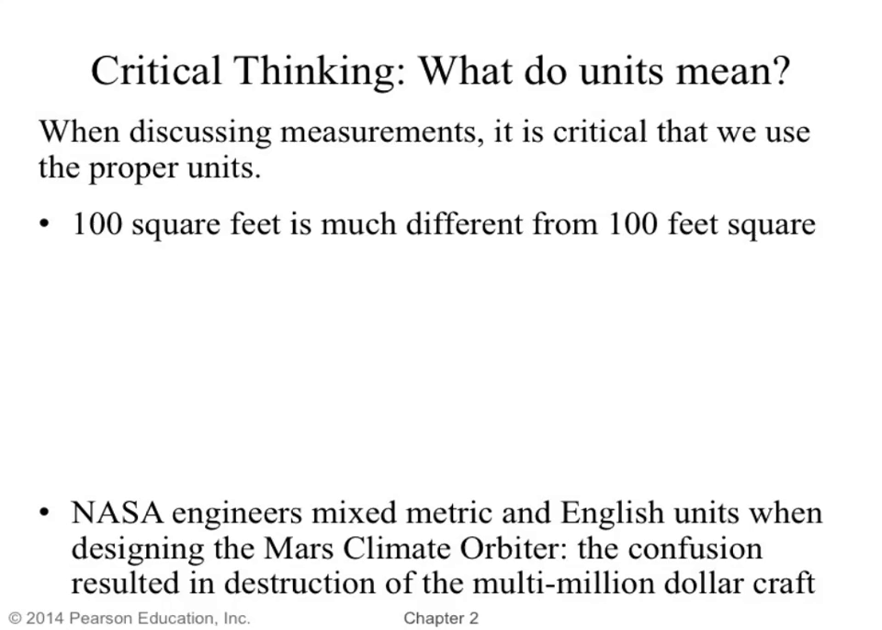So we want to be a little bit careful about what our units mean. There's a couple different things we could look at. 100 square feet is much different from 100 feet square. Okay? And it's all in how you end up applying what those individual things mean. 100 square feet is saying that we have 100 squares that are a foot on a side. 100 feet square says that we have 100 feet and 100 feet. Okay? If we do those calculations, we get drastically different numbers between those two. Okay? So it's a pretty big difference.